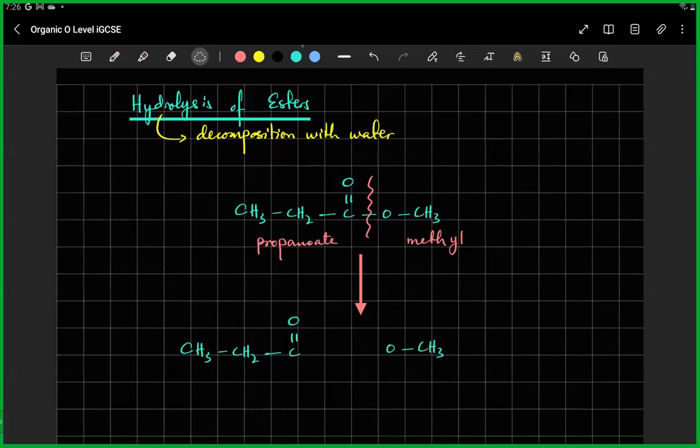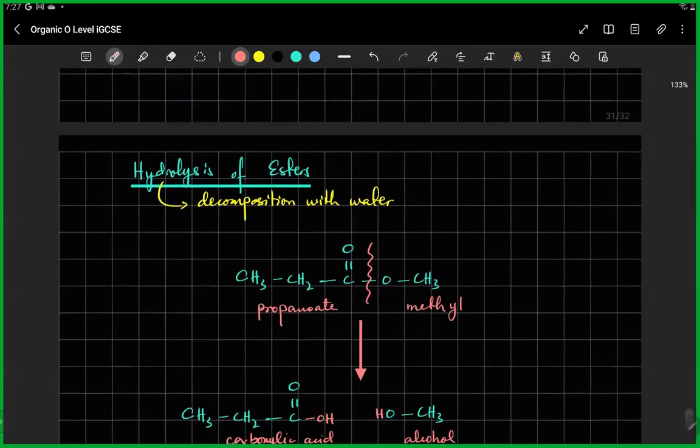अच्छा, ये दो parts हो गए. ये वाला side जो है ना, that's उधर OH वापस लगा दो. It will turn back into a carboxylic acid, and this side will turn back into an alcohol. You'll get your carboxylic acid, and you'll get your alcohol. वो वापस आ जाएंगे. लेकिन उसके लिए क्या करना पड़ेगा?